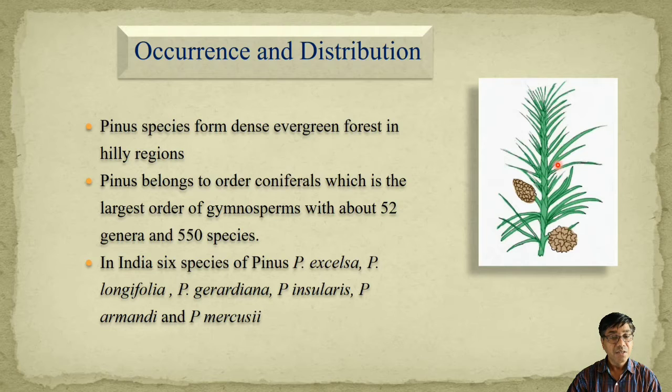In India, 6 species of Pinus are found: Pinus excelsa, Pinus gerardiana, Pinus insularis, etc. Pinus is the main important source of timber and resin.